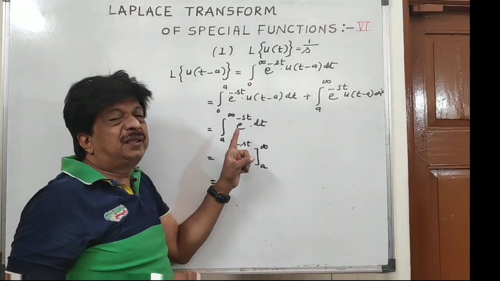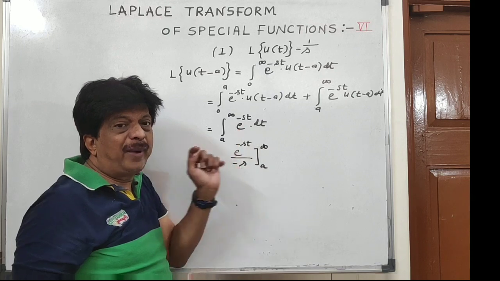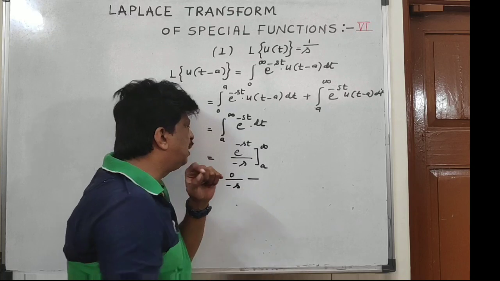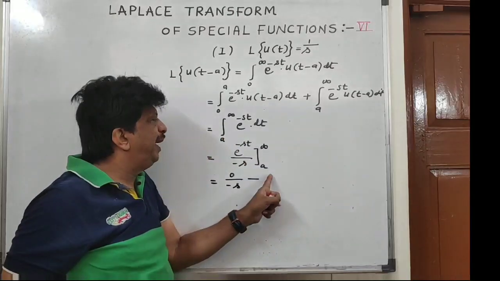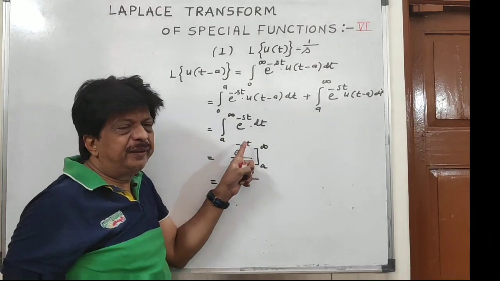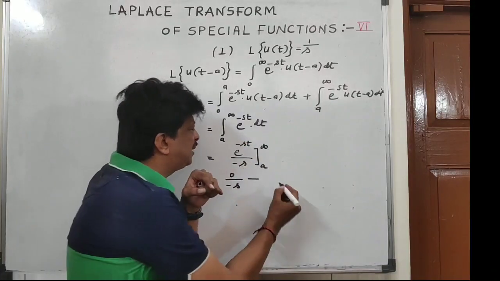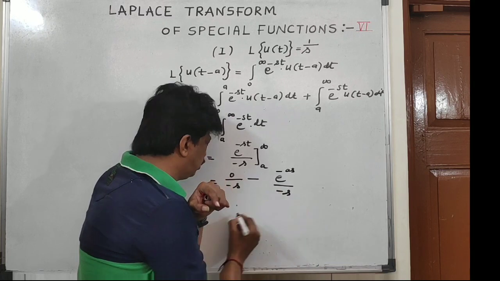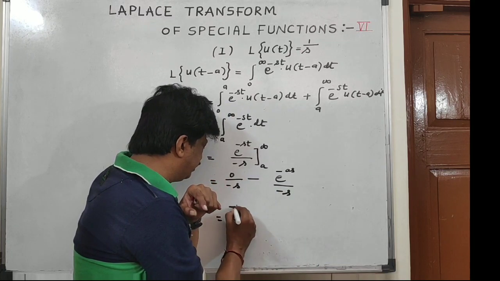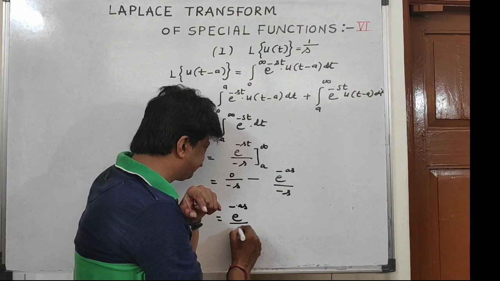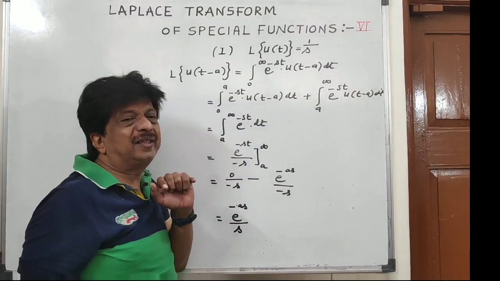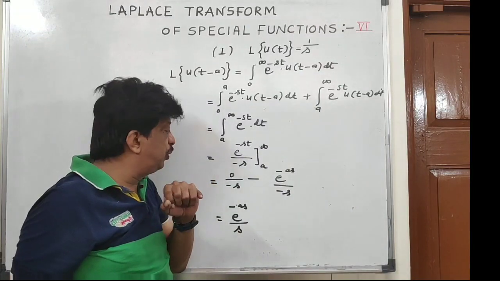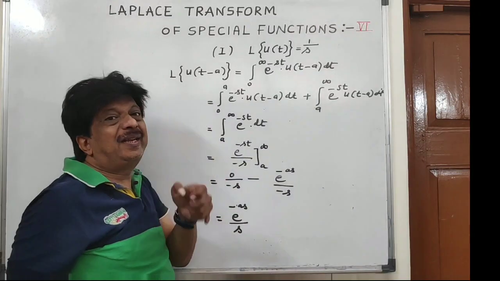E raised to power minus infinity is 0, and 0 upon minus s is 0. Minus, now the lower limit, t equal to a: e raised to power minus as upon minus s. So in particular, it is equal to e raised to power minus as upon s. This is the Laplace transform of u of t minus a.